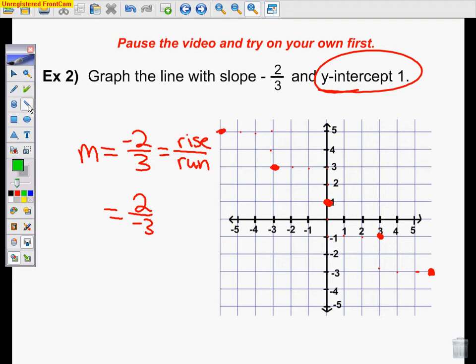Alright, now it is extremely important that you know how to do both ways, because sometimes it'll be more convenient to go one way versus the other. So make sure that you know how to go both ways from your y-intercept.